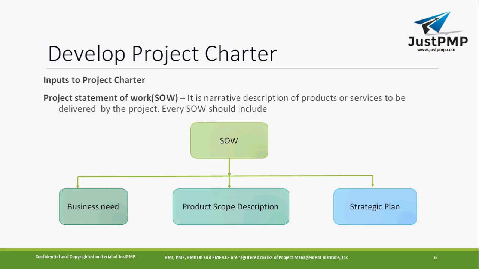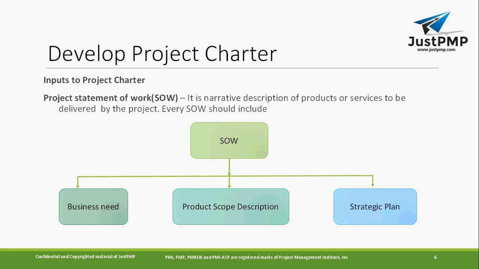You're going to mention in the SOW that this is a business requirement, this is the business need, and this is the product scope description. You're going to specify the scope, what things are part of the scope and what is out of scope, and what the strategic plan is for that: when the start date is, what the end date is, what the cost will be. You're going to specify only that much information in the project statement of work.